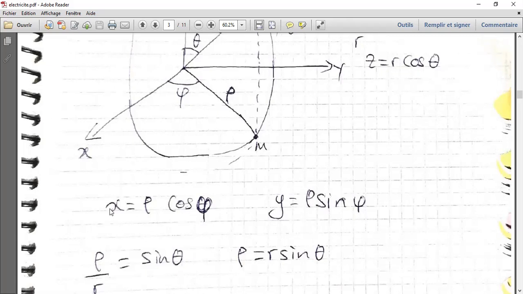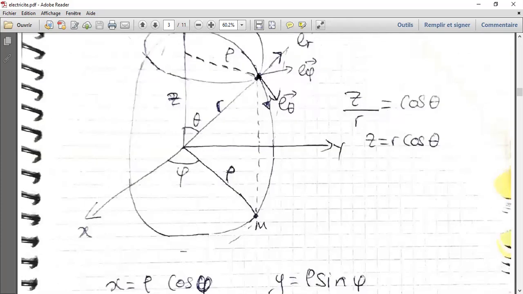This is where these two formulas come from. If you have those two formulas, it is a matter of replacing these two rho. And as I said here, the distance OM, the petit OM, is equal to the distance JM. Imagine there's the grand JM, this distance. So this distance is rho.